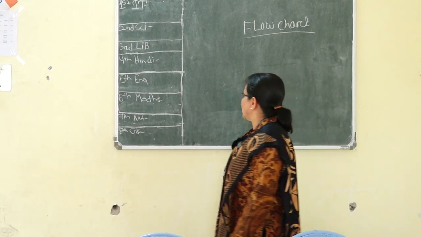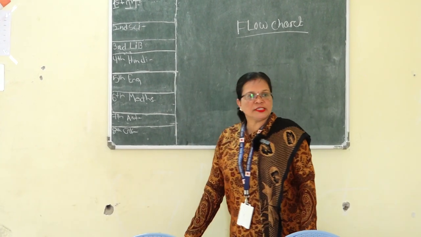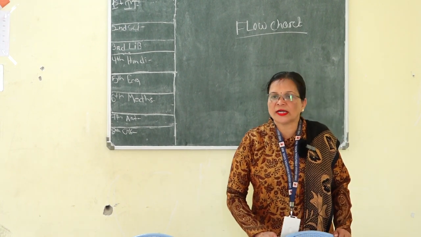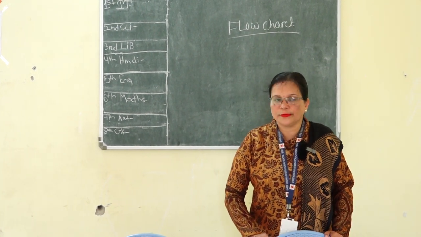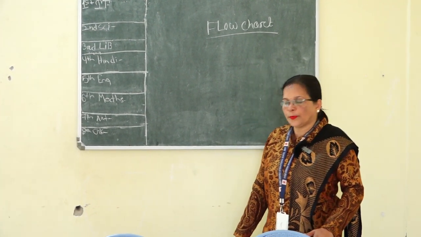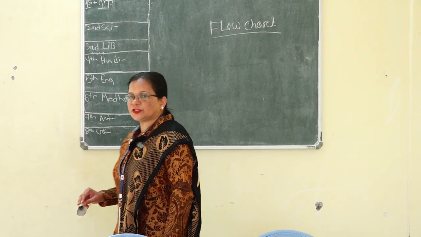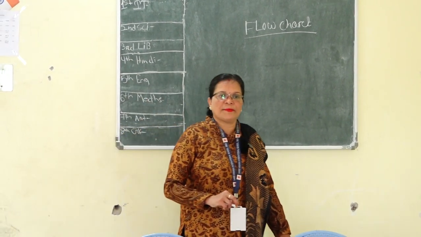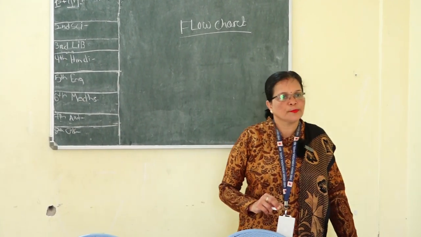Today we will discuss flow charts. So what is a flow chart? A flow chart is a pictorial or diagrammatical representation of a programming language. Do you know what a program is? A program is a set of instructions to run a specific task.